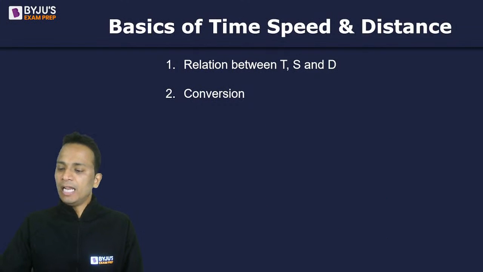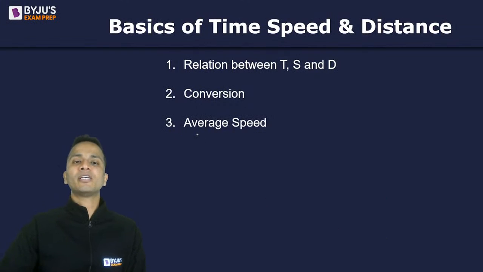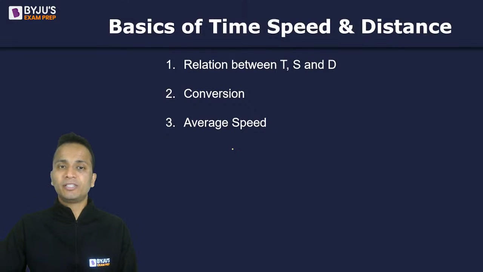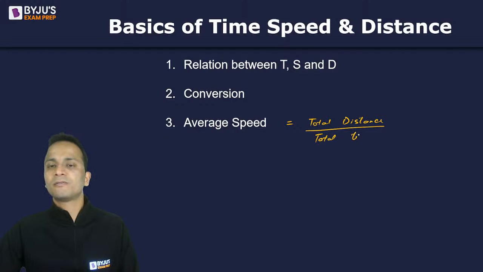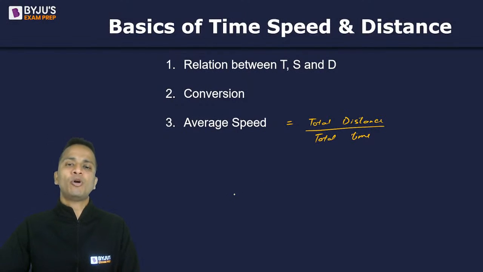All right. Now moving forward, the next concept is the concept of average speed. Average speed during any journey is not calculated by taking the average of speeds. No, never. Average speed is not the average of speeds. It is equal to the total distance traveled divided by the total time taken. Okay, total distance upon total time.